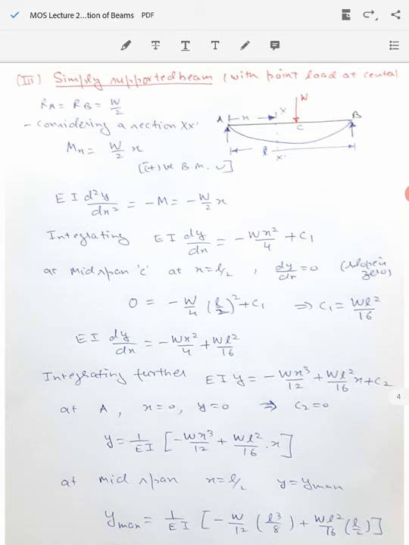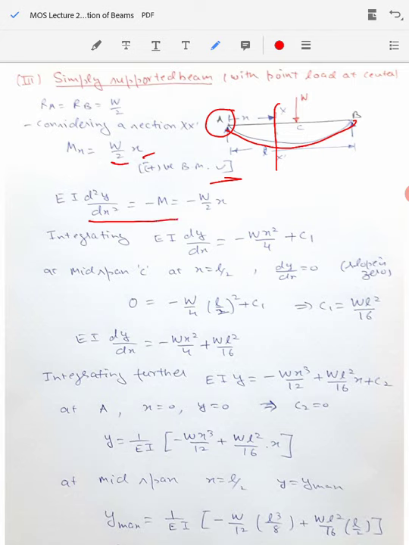So this is the beam AB, which is subjected to a point load exactly at the center, and we'll consider this section XX at a distance x from the left end A. So the bending moment at this point will be equal to the reaction force RA multiplied by the distance x. So RA is equal to W by 2, and that multiplied by x is going to give us the bending moment. Now this bending moment, as per our sign convention, will be taken as positive because it is going to make this smiley face. Because of this sagging shape, we are going to call it a positive bending moment. So Mx will be equal to W by 2 into x.